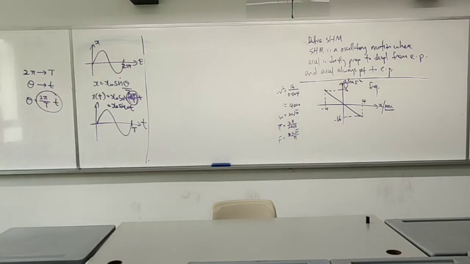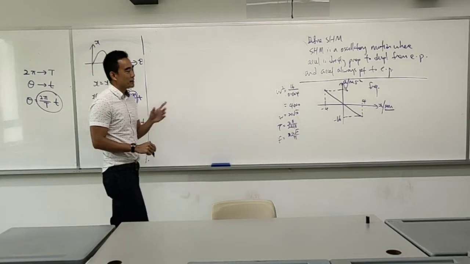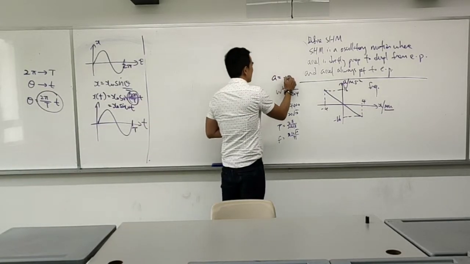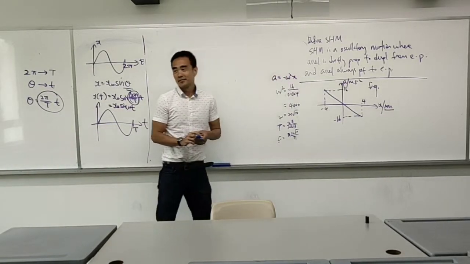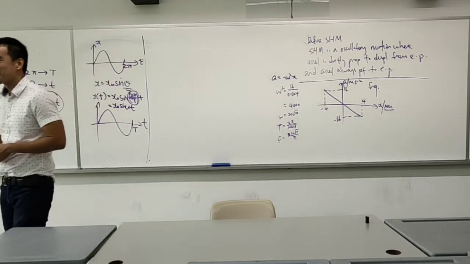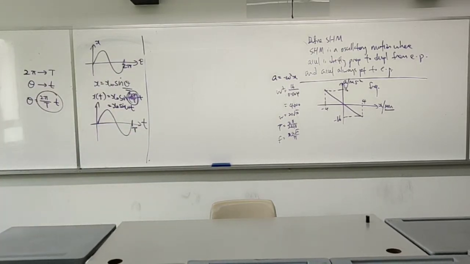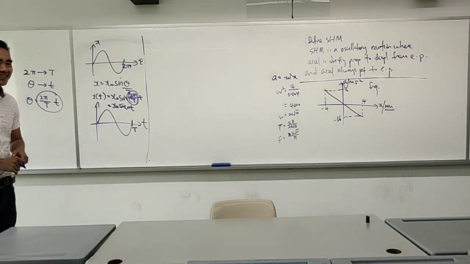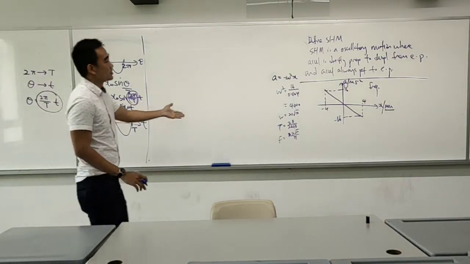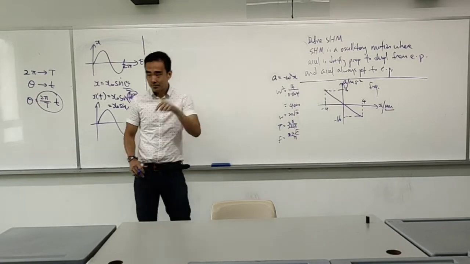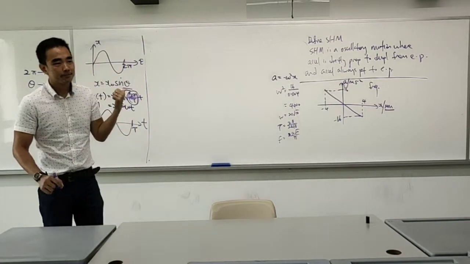Okay, ready for level 3? How do you use the equation? The equation is basically a equals minus omega squared x. Level 3. Basically, I'm using this equation over here, and up to now it's only about the equation.